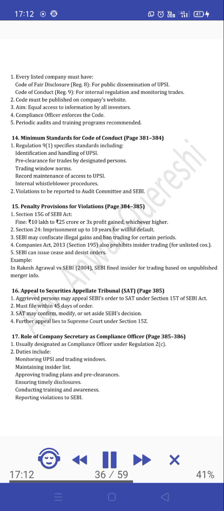15. Penalty provisions for violations, page 384. 385-1. Section 15G of SEBI Act. Fine: 10 lakh rupees to 25 crore rupees or 3x profit gained, whichever is higher. 2. Section 24. Imprisonment up to 10 years for willful default. 3. SEBI may confiscate illegal gains and ban trading for certain periods.